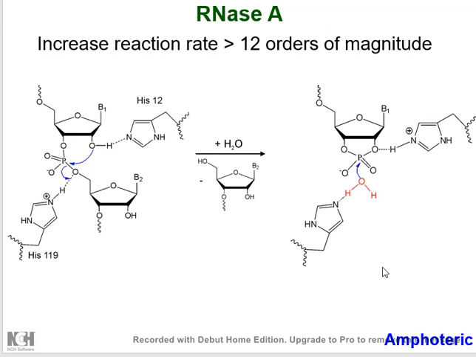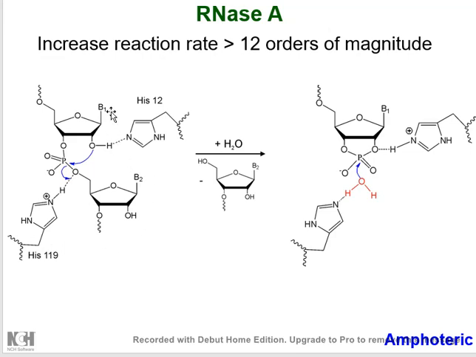A good example of general acid and base catalysis used by an enzyme is ribonuclease A. This enzyme cleaves single-stranded RNA by hydrolyzing its phosphoester bond, and it's quite efficient. It increases reaction rate by 12 orders of magnitude. RNase A has two catalytically essential amino acids, histidine 12 and histidine 119.